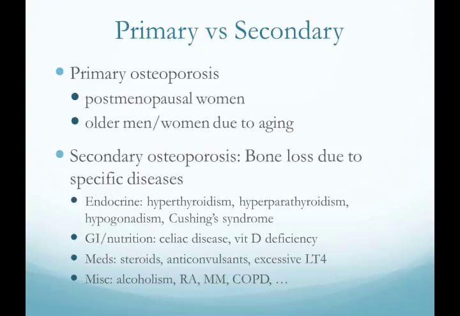For example, endocrine, which is our favorite subject: hyperthyroidism, which you've learned about, hyperparathyroidism, which you have also learned about, hypogonadism, and Cushing's syndrome. They can all cause additional osteoporosis and bone loss. Any disease of the GI system or any kind of malnutrition that leads to malabsorption of vitamin D and calcium. A lot of medications, most importantly steroids, a lot of people take them for different conditions. Anti-seizure medications interfere with vitamin D metabolism. And also excessive thyroid hormone replacement.